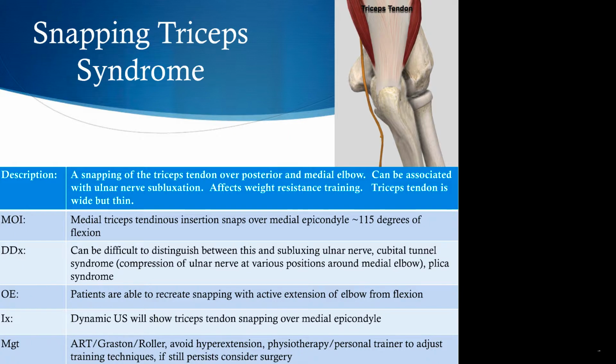The triceps tendon is wide but thin, and this is the contributing factor for why it has a tendency to snap over the medial epicondyle. And it can be difficult to distinguish between this and a subluxing ulnar nerve.